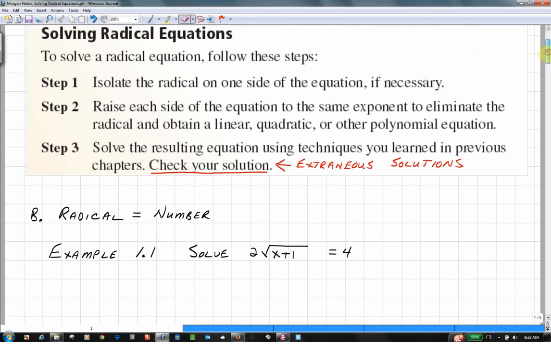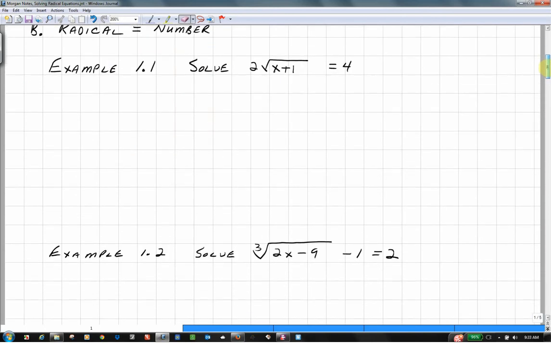Okay, so the first problem: I have 2 times the square root of x plus 1 equals 4. When we look at this, we can see that I need to get this part all alone. So I'm going to divide both sides by 2. When I do, I get the square root of x plus 1 is equal to 2.